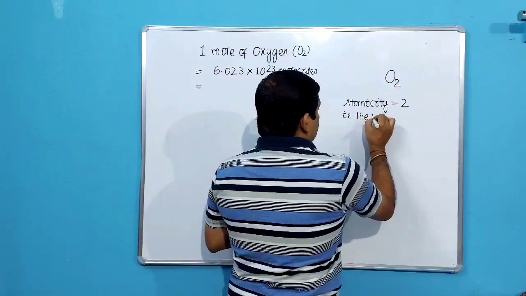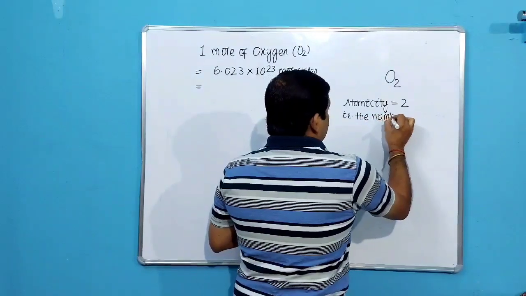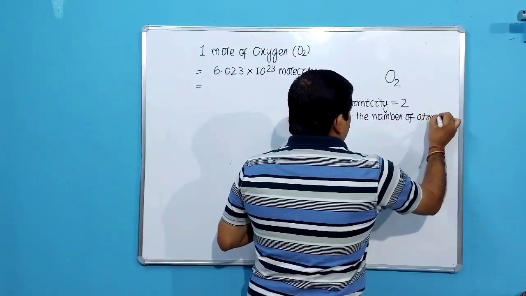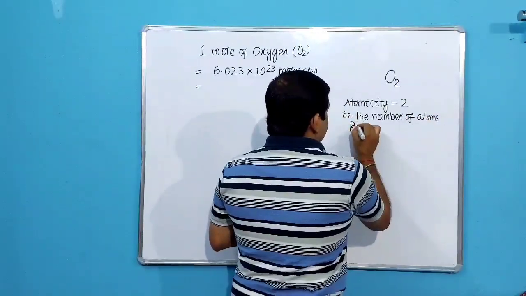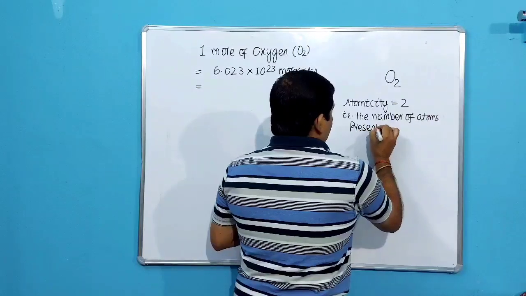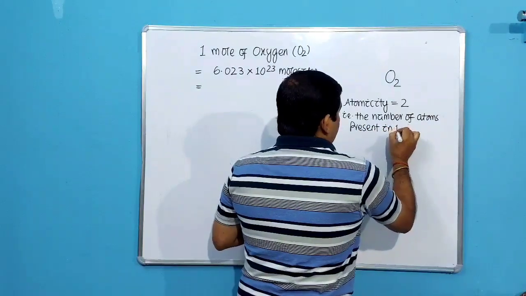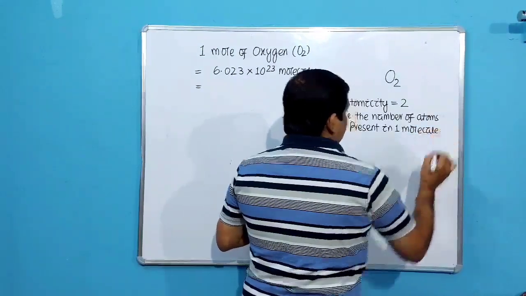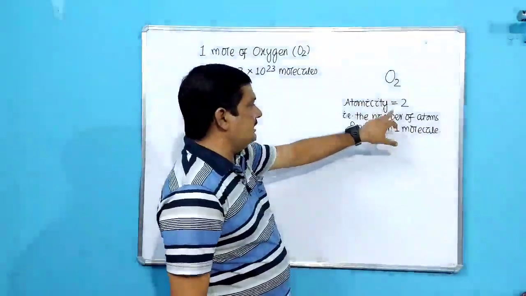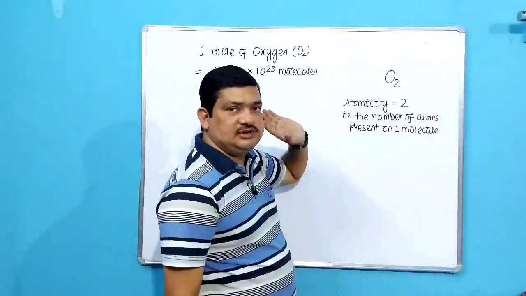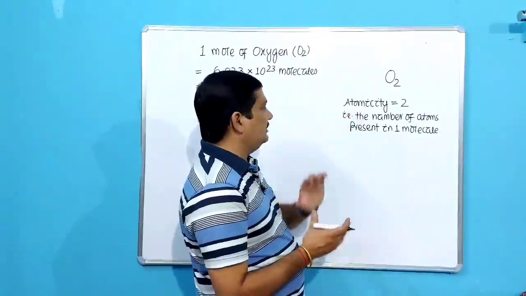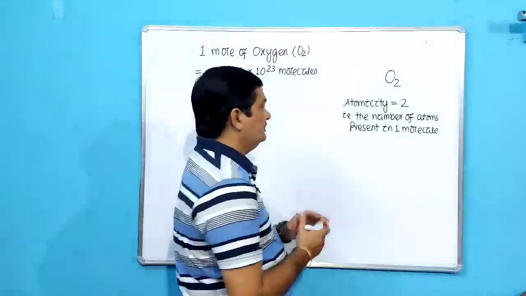The number of atoms present in one molecule is called atomicity. So here the number of oxygen atoms present in one molecule is 2, because 2 oxygen atoms combine to form O2. So atomicity of oxygen is 2.